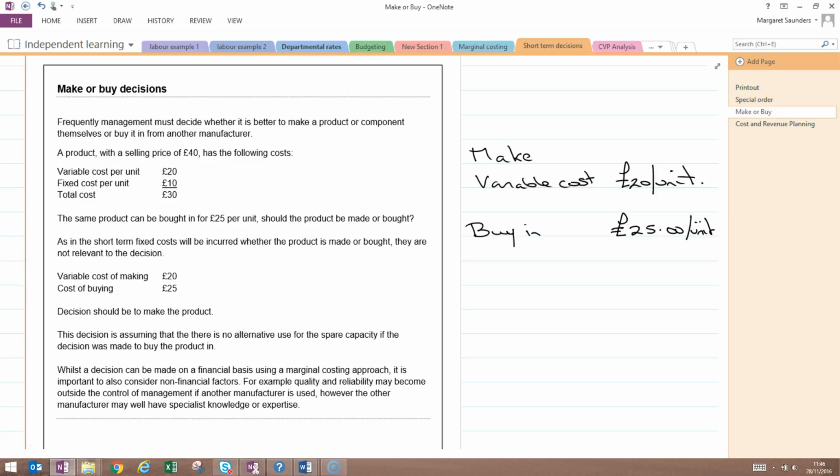So what we're comparing is the variable cost of making, £20, to the variable cost of buying, £25. And in this case, it's obviously cheaper to make the product. So the decision would be to make.